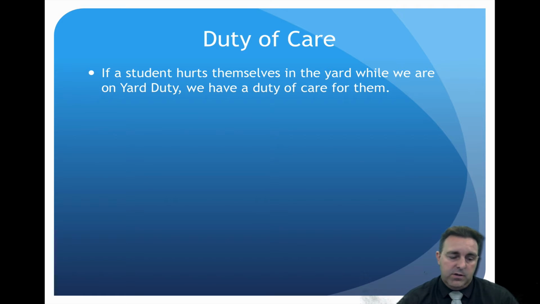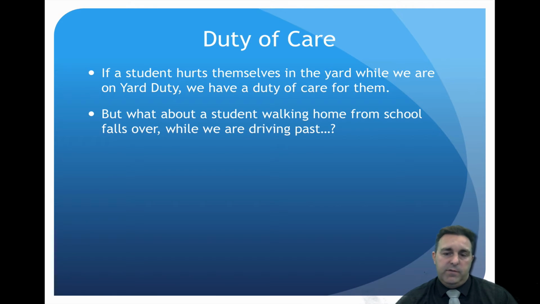You're on the yard. You're actually in charge. You need to send them to sick bay. Pretty simple. What about if the student's left school, falls over while you're driving, and you happen to see it? So you might be driving past or riding past. Do you have a duty of care for that child?